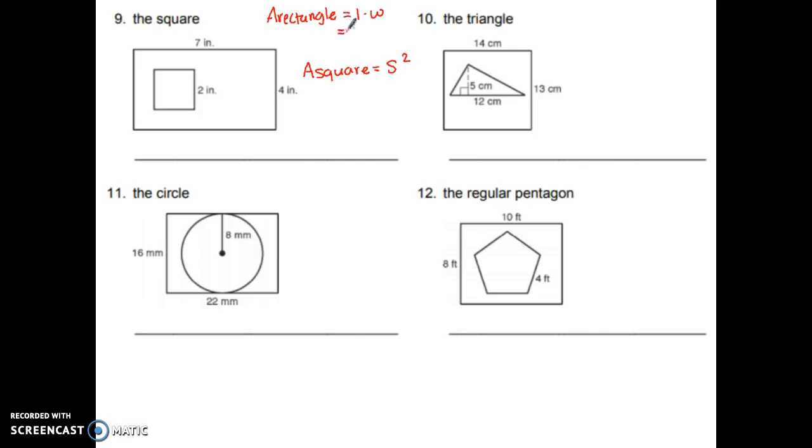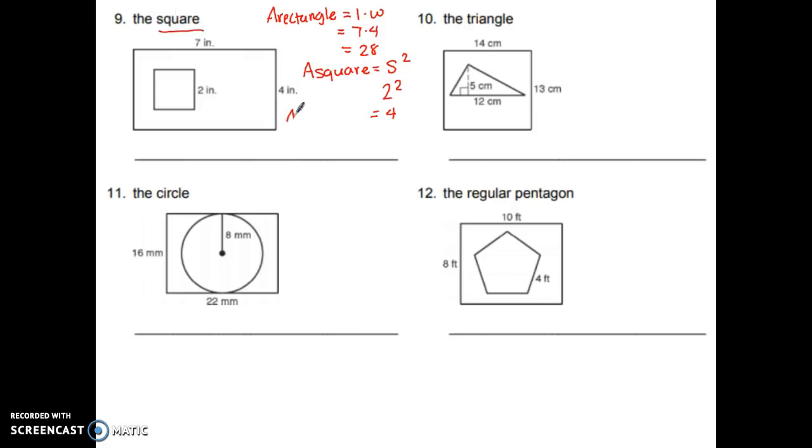And that is just going to be s squared. So for my rectangle, that is going to be 7 times 4. So the area of my rectangle is 28. For my square, I have a side of 2. I'm going to square that. So this will be 4. So remember, we want the square. So the square, whatever they ask you here, is going to go on top.